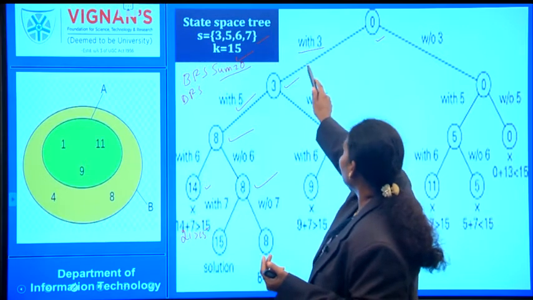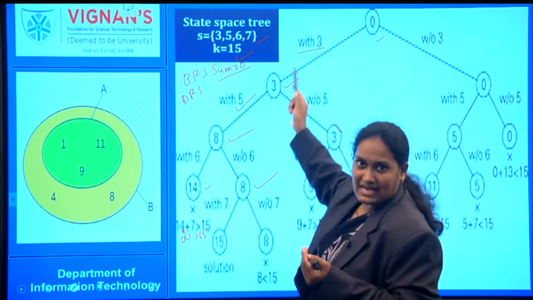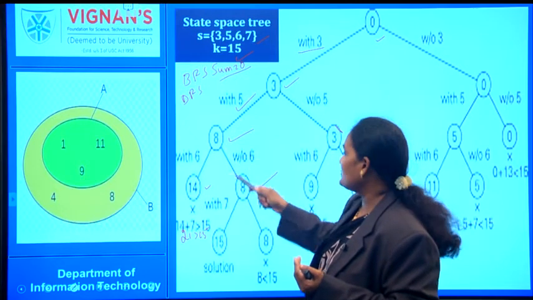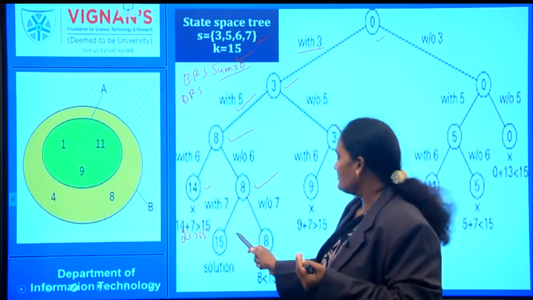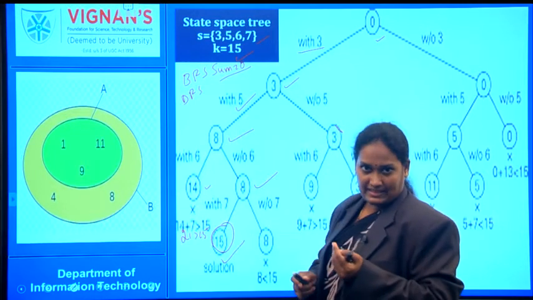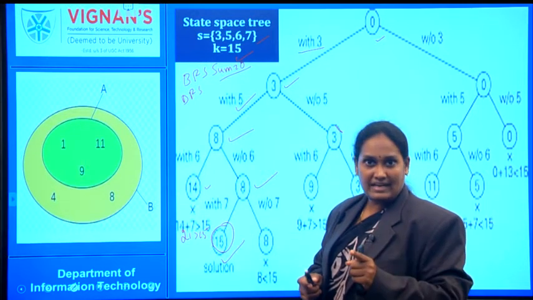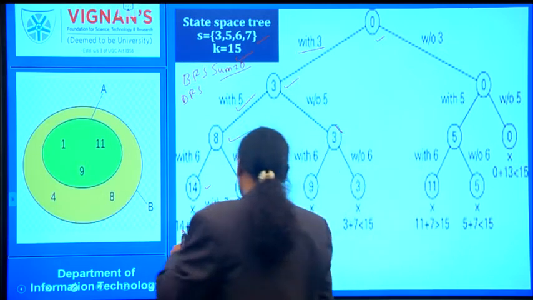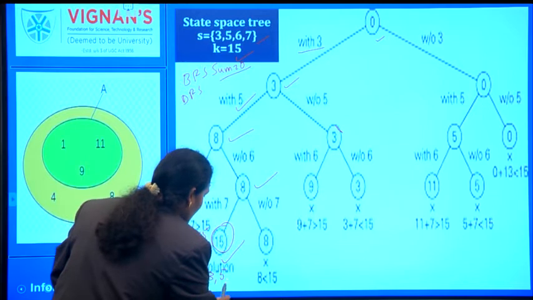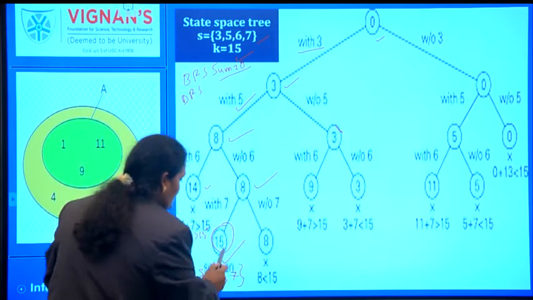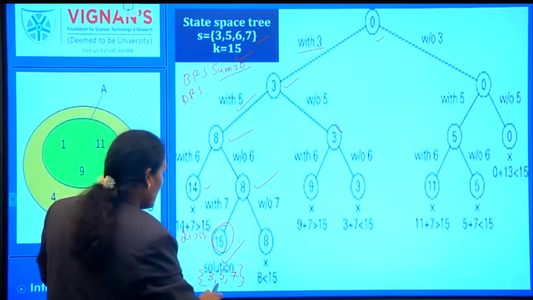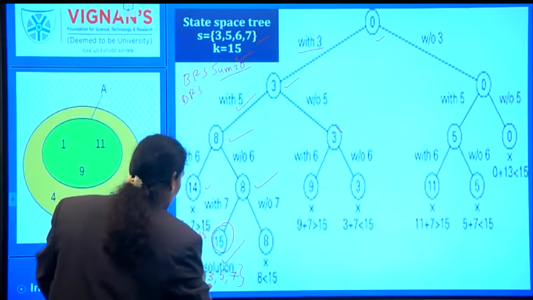So in this path, with 3 and with 5, we added 2 elements. Without 6, that is, we discarded 6. Next we are adding the next element 7. Here the sum becomes 15, which is equal to the given integer. So we find a solution. What is the solution here? The subset that we find is 3, 5, 7. That is how to write the solution for this one.